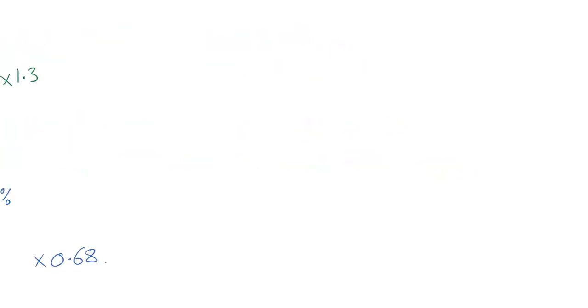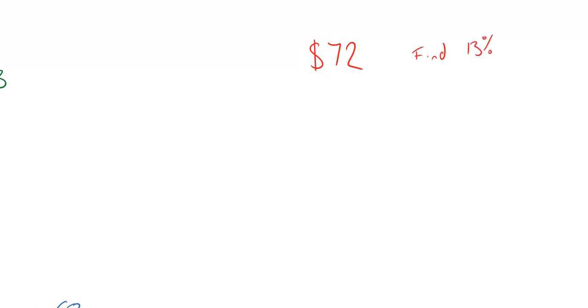Okay, now we've really got that understood and that equivalence. Let's do some math. So in this first example, let's say we have something like $72, and I want to find 13% of it. Well, how am I going to do that on my calculator? Well, I'm going to take 72 and I'm going to multiply it by the multiplier that is equivalent to finding 13%. So that's going to be 0.13. So 72 times 0.13 is 9.36. So 13% of $72 is $9.36.